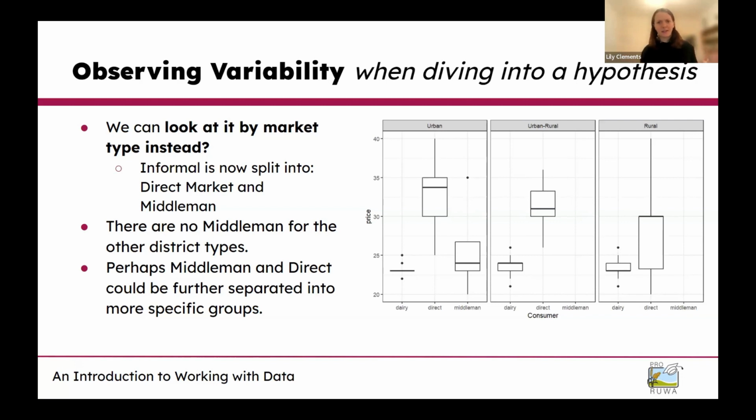Why might this be? Is this to do with how much milk is sold? Is it that if people in rural areas are selling directly and they're selling a lot of milk, they sell it cheaper? So there are different hypotheses that we can form from here while we're observing our variability. Perhaps this middleman and direct can be split into more specific groups to help explain a bit more when we're observing these changes.